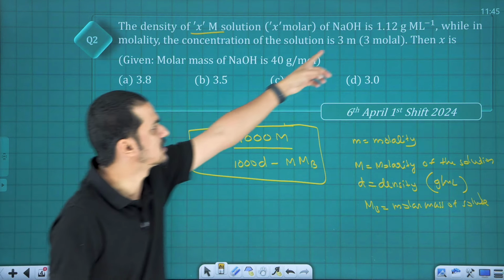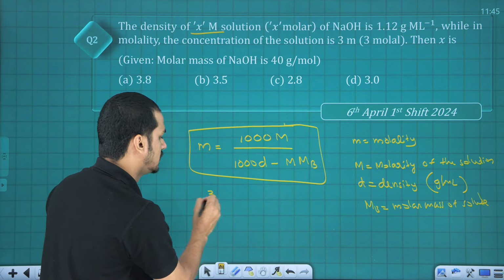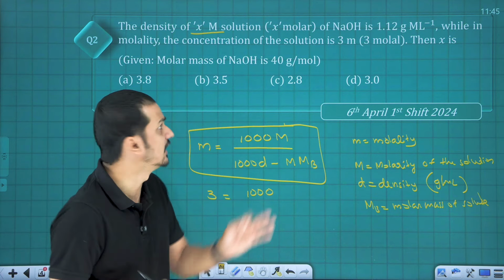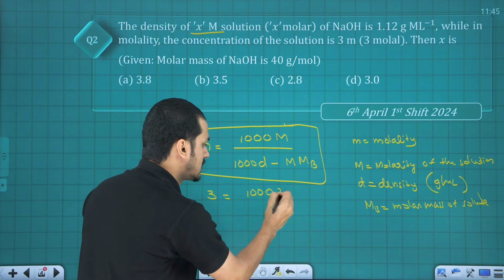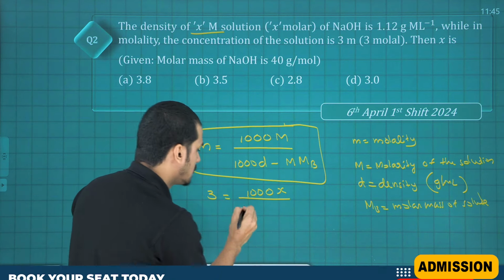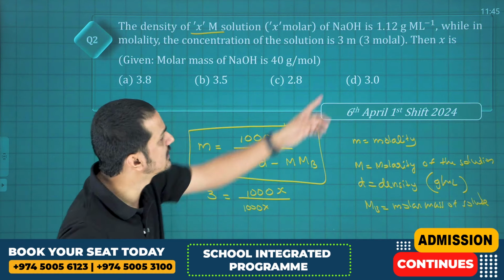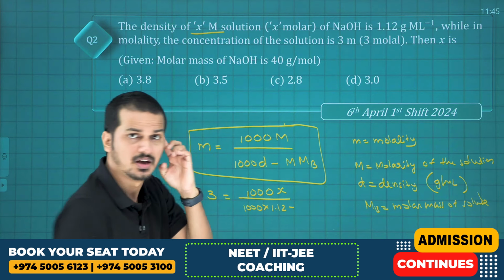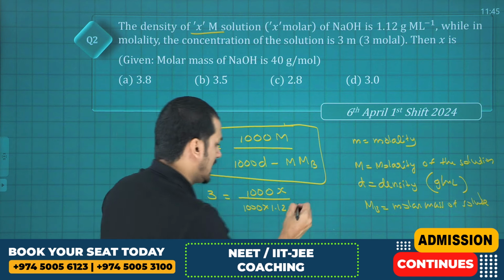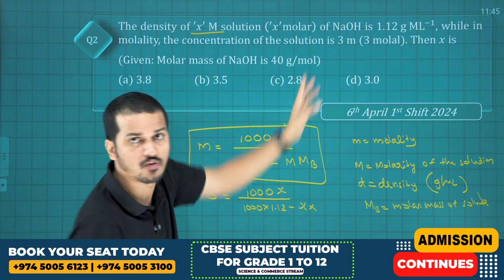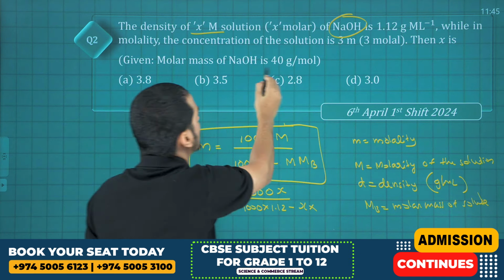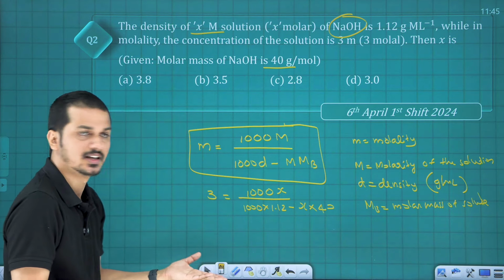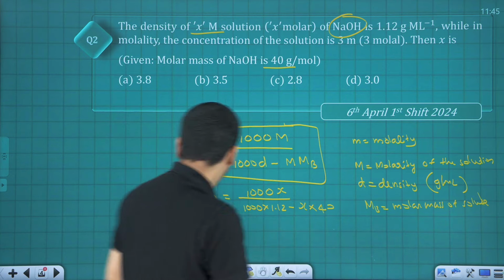Molality they gave, dears. What's the molality value? Molality is equal to 3. 1000 into molarity we don't know, that I am taking as X. So 1000 X divided by 1000 into density. The density value they gave is 1.12, minus molarity we have to find out, X into molar mass of NaOH, which is 40. So I have to solve for X. That's it.